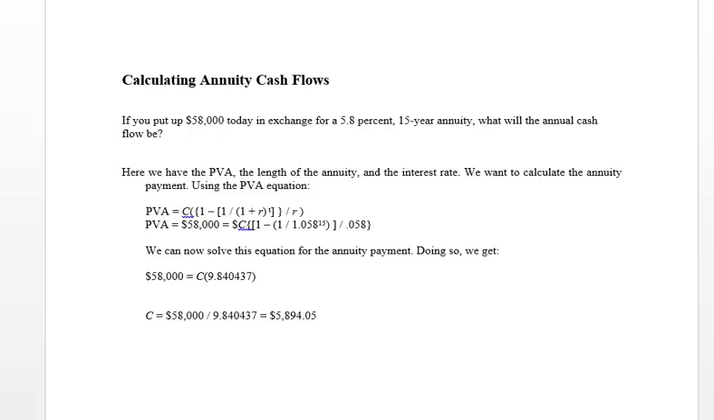Hello and welcome. Dr. Tim Liptrap here, and we are in the chapter of our Principles of Finance class on the valuation of future cash flows.